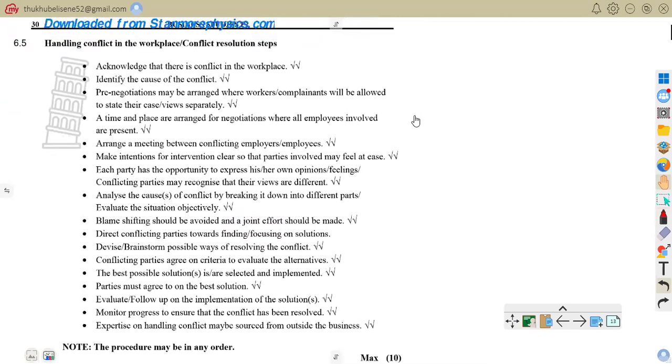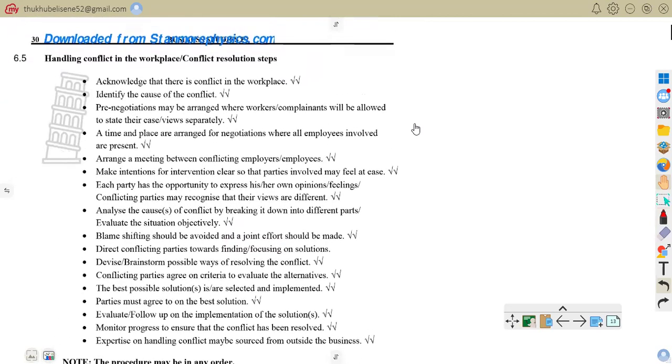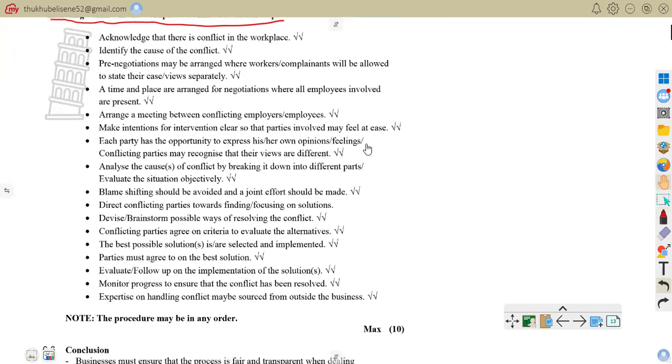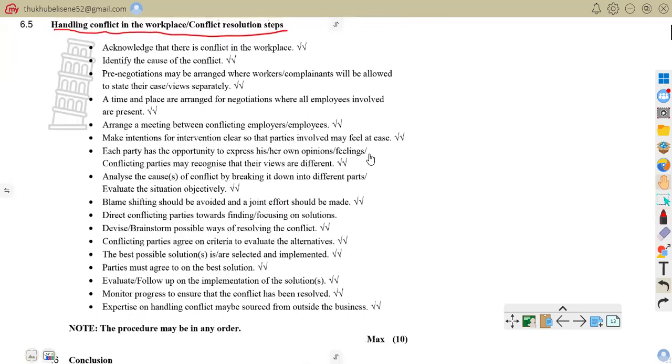Now we are under the handling of conflicts as one of the aspects that we are to discuss. So here are answers of how we can handle the conflict in the workplace. How we can handle the conflict in the workplace.